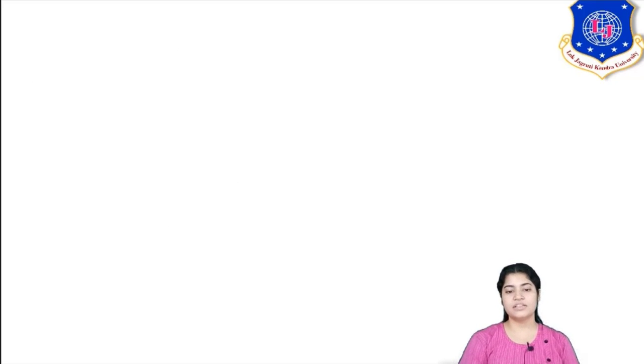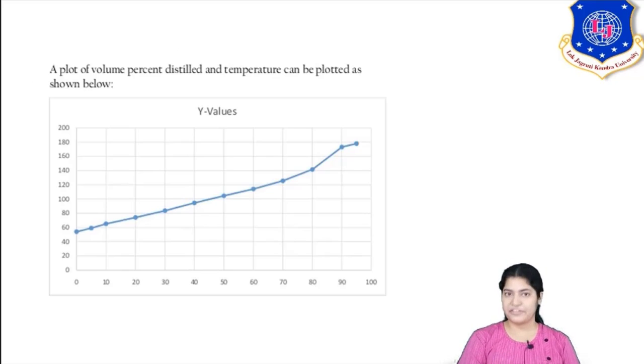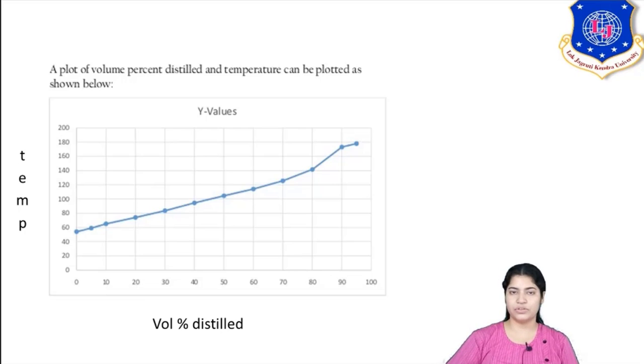Now plotting this graphically, the graph is temperature versus percent volume distilled. Now plotting this data, I get my results as follows. Starting from the initial boiling point to the final boiling point, I can relate how, with the change in volume percent of distillate, the temperature is varying. That is what we study in ASTM distillation.